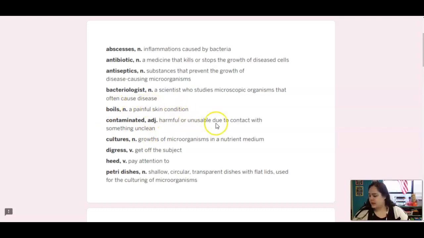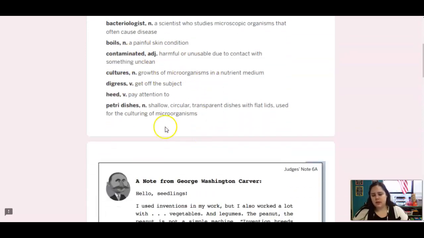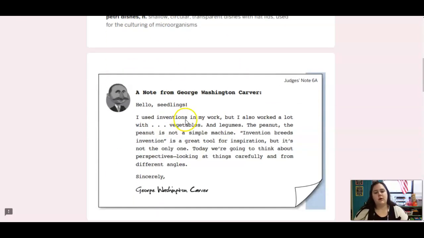Boils are a painful skin condition. Contaminated means that something is harmful because it came in contact with something that's not clean. Cultures are growths of microorganisms. Digress means to get off the subject. Heed means pay attention to. And Petri dishes are shallow, circular, see-through dishes with flat lids, and they use these to culture microorganisms.